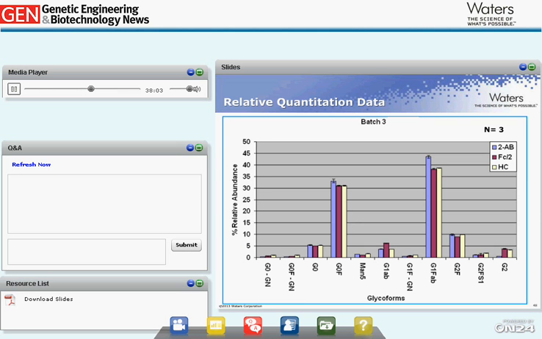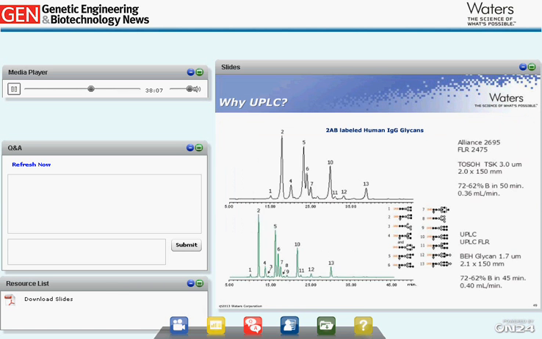Now, here I wanted just to point out the advantage of doing UPLC with the BEH Glycan column. We have compared HPLC separation with an HPLC amide column versus UPLC with the UPLC BEH Glycan column. And we scaled the flow rate according to the column dimension. And this is an example to show that with 2-AB labeled human IgG glycans, you can get really good separation. You see most peaks are baseline resolved using UPLC technology. Those peaks are, for example, 5, 6, and 7. They're not baseline resolved in the HPLC system.